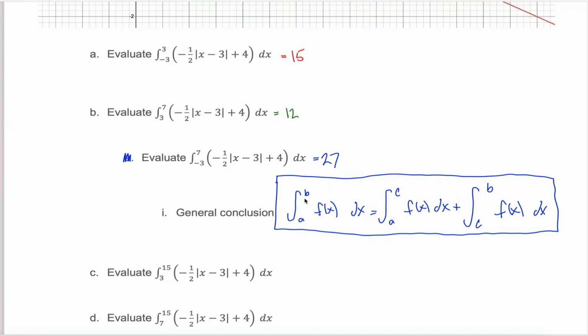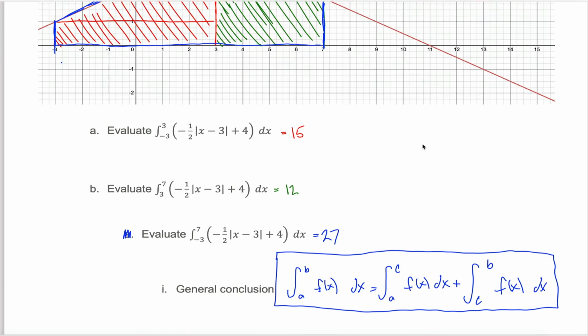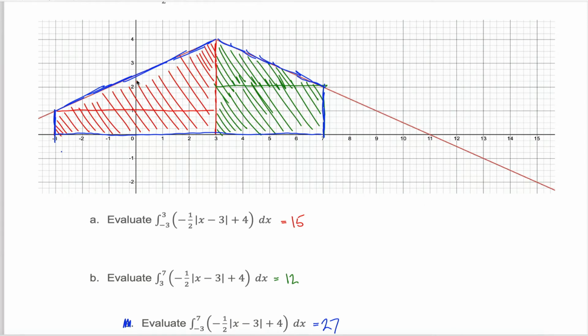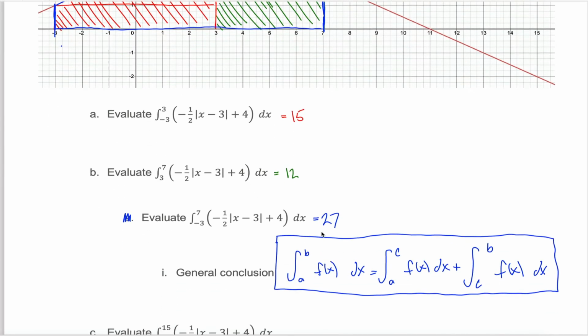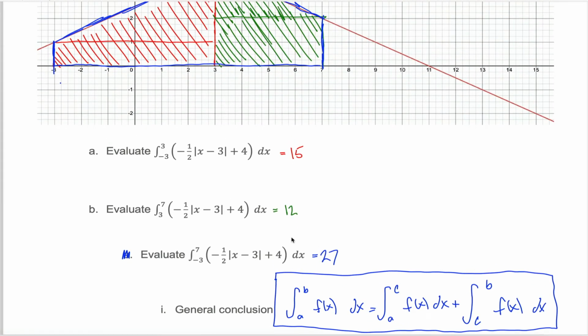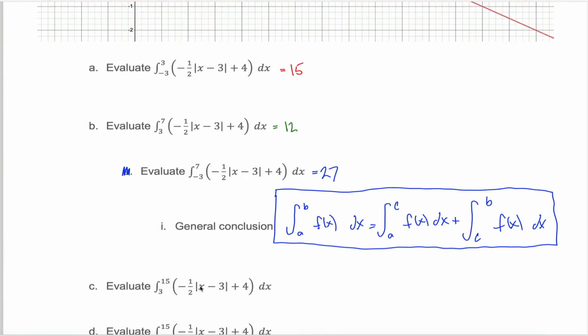But I think it helps to remember it by thinking about the case when c is in between a and b, when really all we're doing is figuring out the area outlined in blue by first figuring out red, then figuring out green. Easy enough? Okay, cool. Let's do another integral.